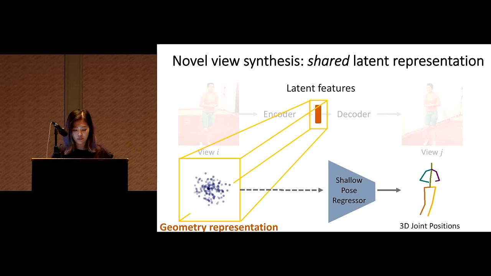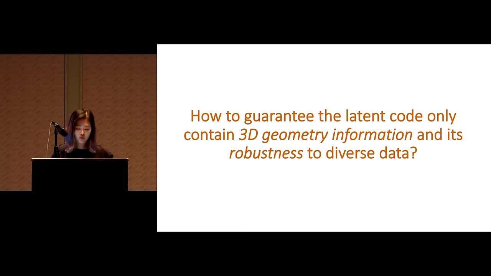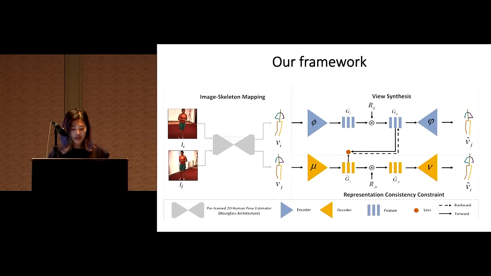But we got a new question: how to guarantee that the latent contains only 3D geometry information and the rest is disentangled? To this end, we propose two new modules in the novel view synthesis framework. Here we show the overall pipeline of our work.